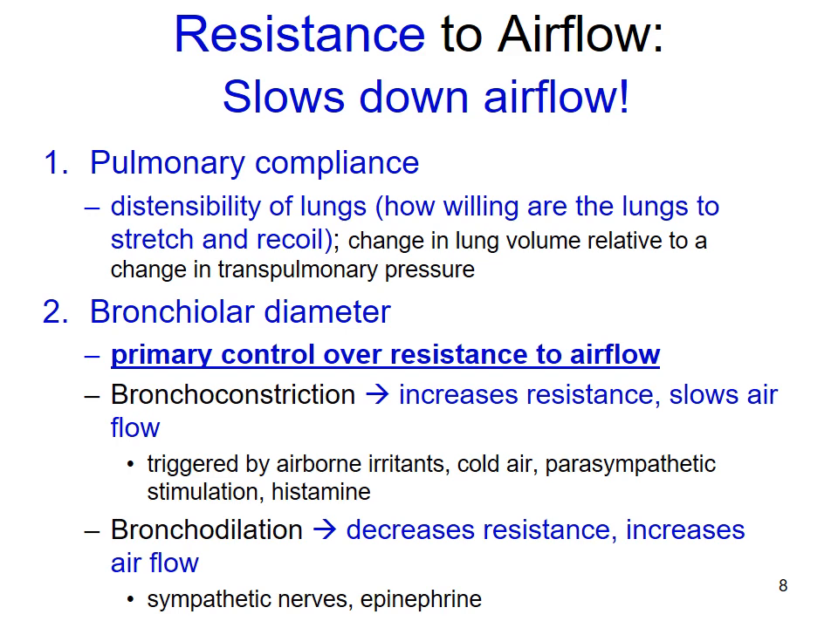So this is going to be the first characteristic that can contribute to the resistance to airflow, which means that it has the potential to slow down how fast air either travels into the body or outside the body. So either your inhaling or your exhaling pattern. Now, pulmonary compliance basically means how willing are the lungs to stretch and recoil back to their normal shape. So how flexible, how distensible are the lungs?